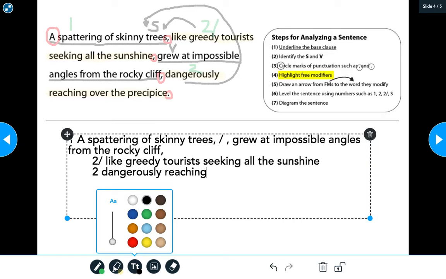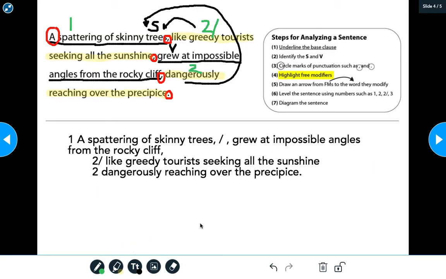Dangerously reaching over the precipice, and then this diagram ends with a period. And then in terms of just double checking, capital letter, we have 1, 2, 3 commas and a period. Look, all the commas are in the base clause. We got 1, 2, 3 commas and the period. So this is a 1, 2/2.